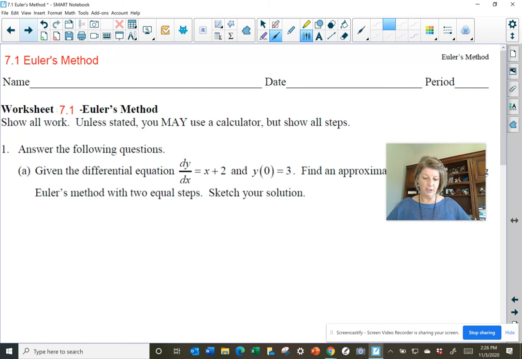There is a worksheet that follows, and boy, oh boy, does it have a lot of problems. I think you'll get sick of them real quick. So what I've done in the past is we've done 1, 2, and 6 for practice. That'll be plenty of practice.